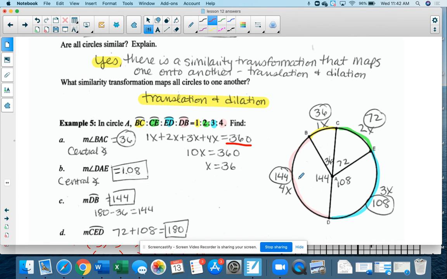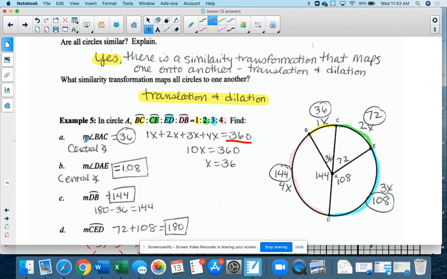That makes each of these angles a central angle. So if the arc is 144, so is the angle. This arc is 36, so is the central angle. This arc is 72, so is the central angle. And the last one, if this arc is 108, this central angle is also 108. So then I have a bunch of questions here.